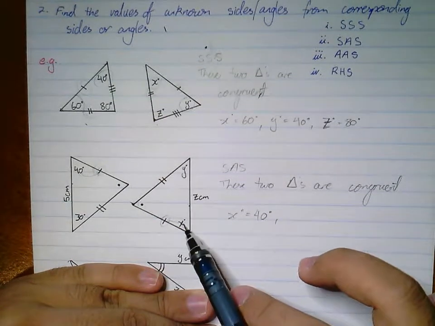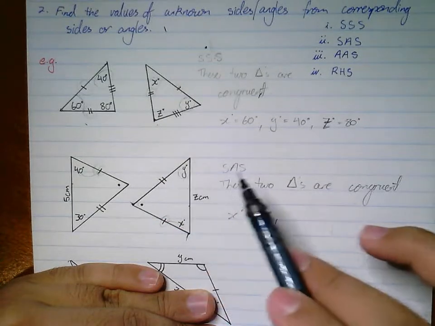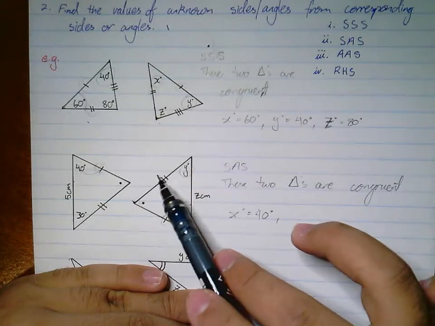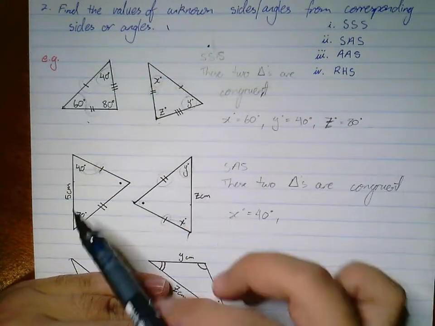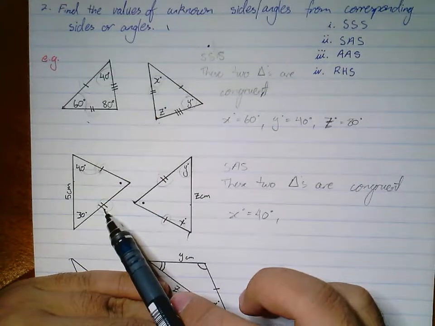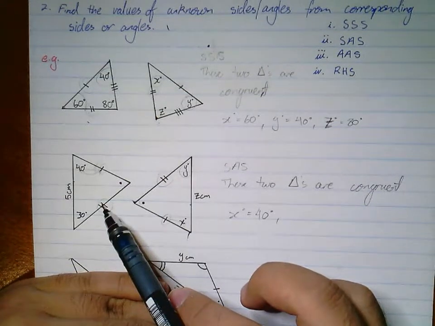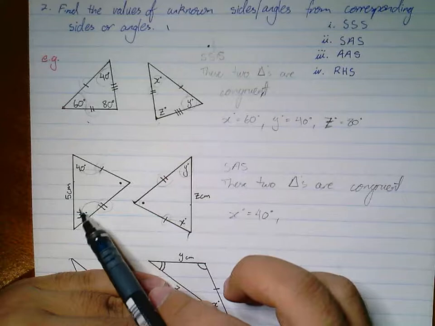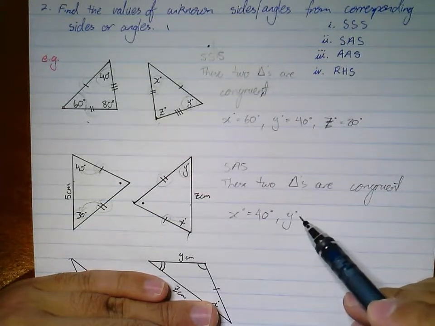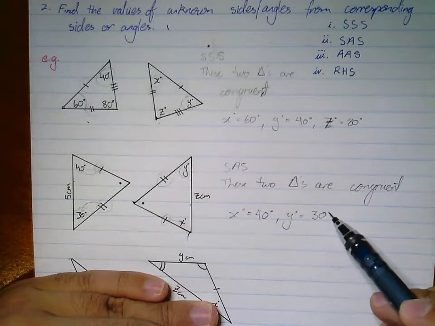Let's move to our next angle, which is y. So y degrees is right next to the double dash. If we look at our double dash in our other, congruent triangle, the corresponding angle right next to it is 30 degrees. So y degrees is equal to 30 degrees.